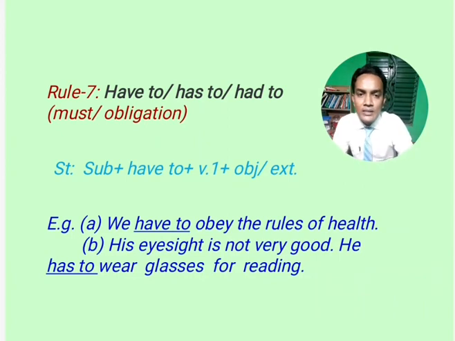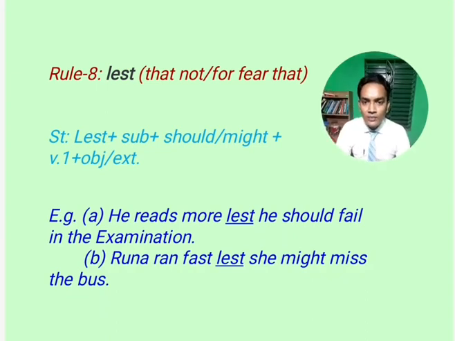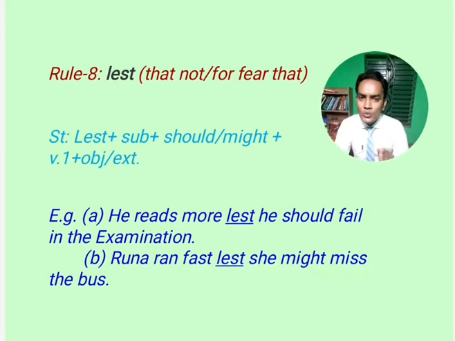Okay. Dear students. Rule 8. Lest. By this word, you can understand the meaning. It means for fear that or that not, right? And you should know the structure. Lest plus subject plus should or might plus V1 plus object.